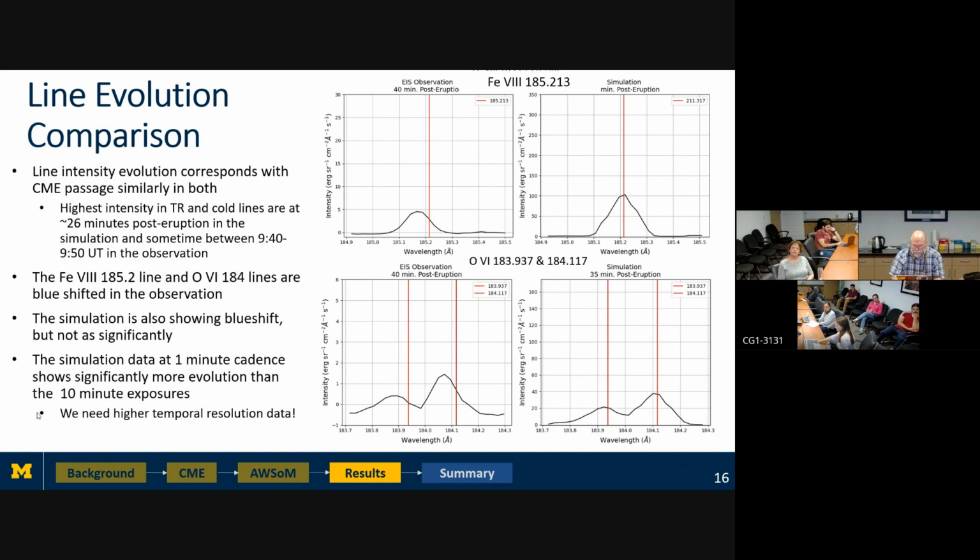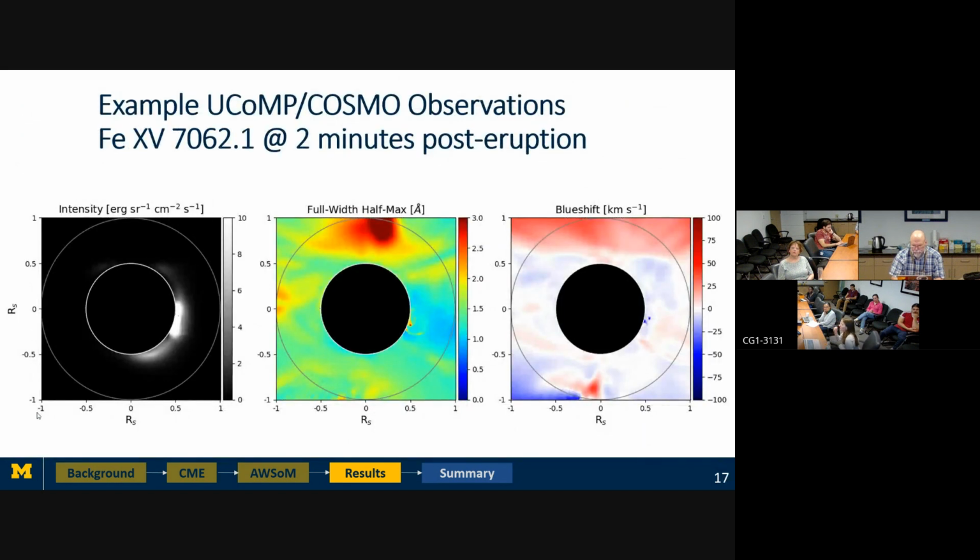So yeah. Then I can also synthesize some UCOMP or Cosmo, potential Cosmo observations. So here is the iron 15 706 nanometer line. This is just 2 minutes post-eruption, so not too much has really happened at all. So, in the intensity, we might say we're seeing some interaction of the flux rope with the corona, and we see maybe some broadening of our spectral lines.